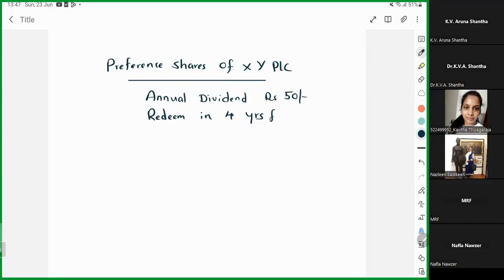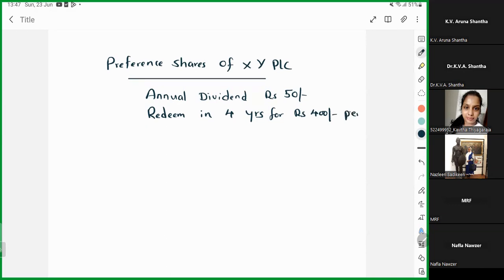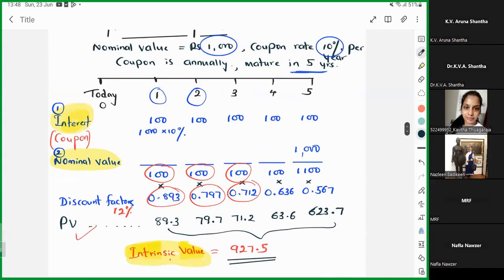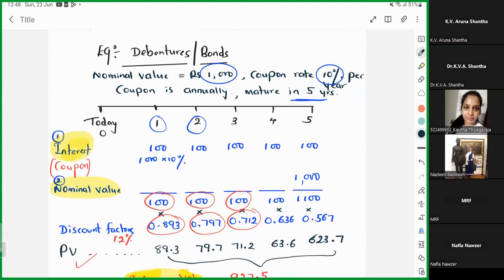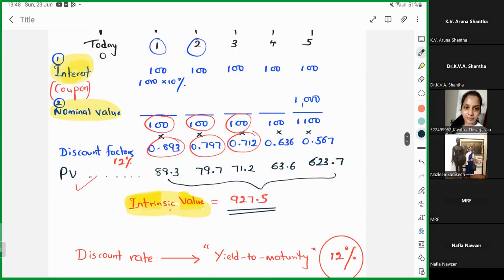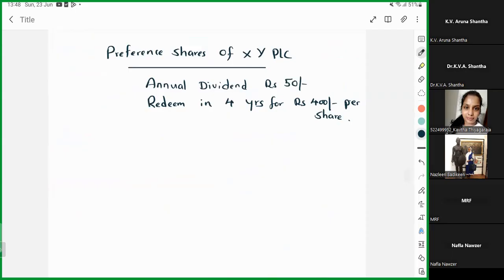At the redemption, investors are getting, let's say, 400 per share. Now you see, the company has issued preference shares only for 4 years. So redeem means the company pays back the investors in 4 years' time. We call it redemption. Like debentures, which mature in 5 years, the company pays back the investors. Similarly, these preference shares are redeemed in 4 years.